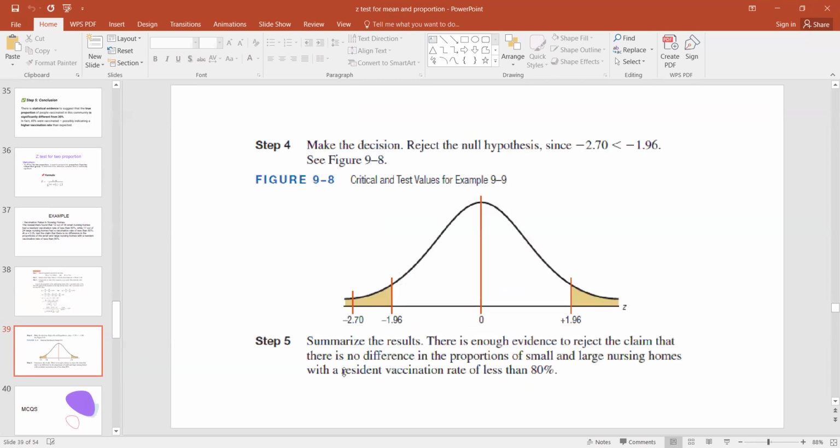Step 4, make the decision. Reject the null hypothesis since minus 2.70 is less than minus 1.96. Step 5, summarize the result. There is enough evidence to reject the claim that there is no difference in the proportion of small and large nursing homes with a resident vaccination rate of less than 80%.